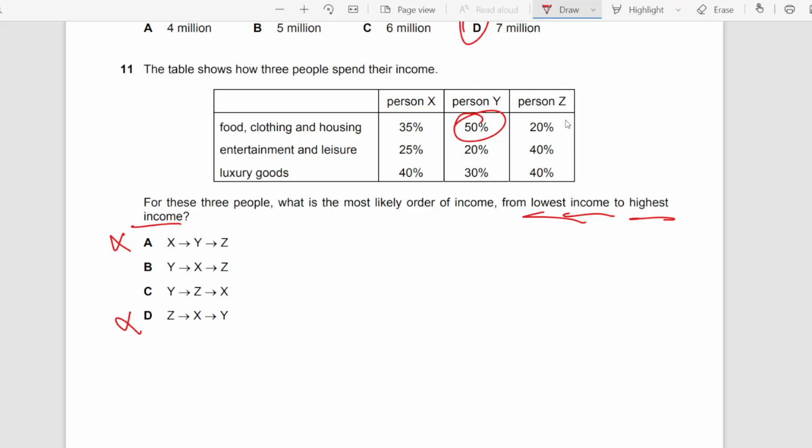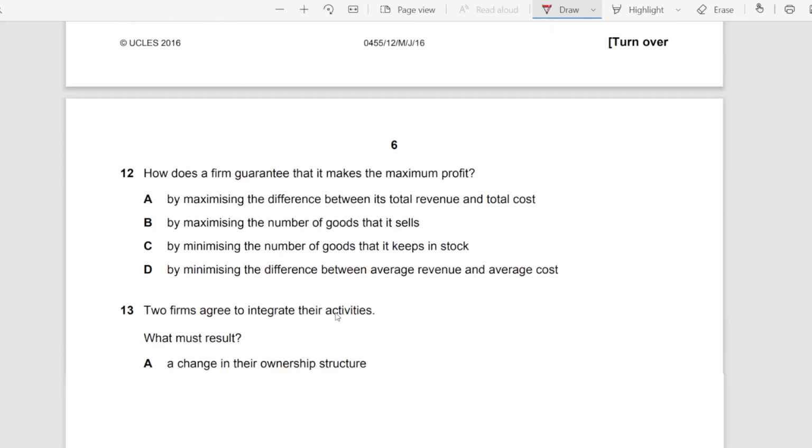Because person Z is supposed to be rich. Person Z spends 40%, which is the highest amongst all three, on entertainment. Only a rich person would spend most of their income on entertainment and luxury goods, right? So the order would be Y, X, and Z. So B would be the correct answer. C is going to be the wrong answer. The answer would be B for question number 11. Now let's move on to the next question.